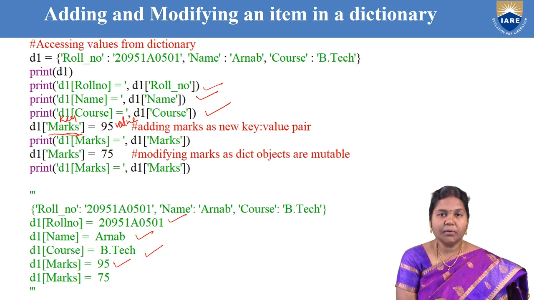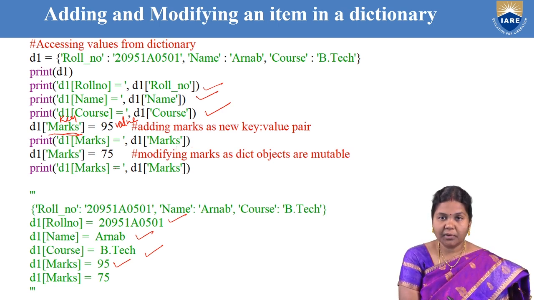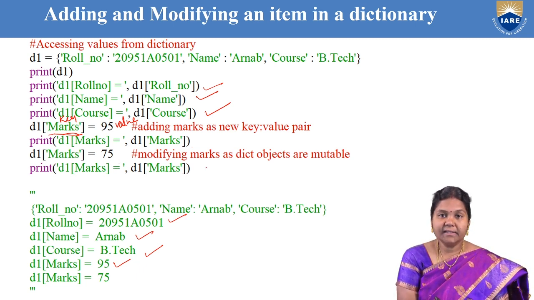Now, let us try to modify one existing key value pair. For example, recently we have added marks as 95. Now let us modify the marks. We write D1 of marks is equal to 75. That means the existing marks were earlier 95, and now we are modifying them to 75.